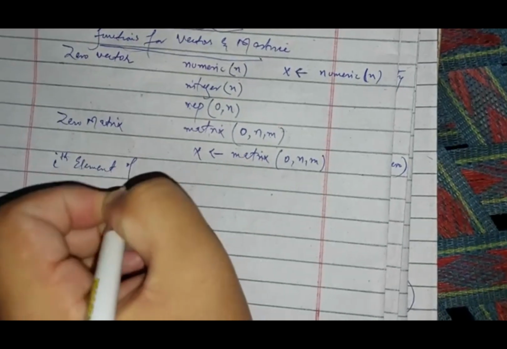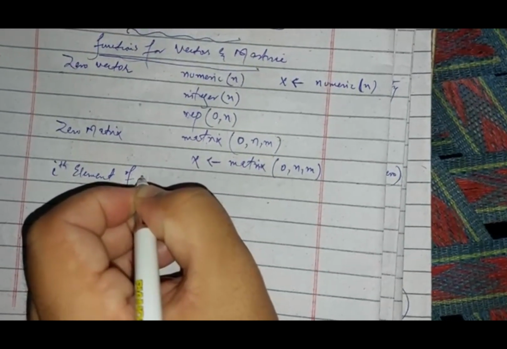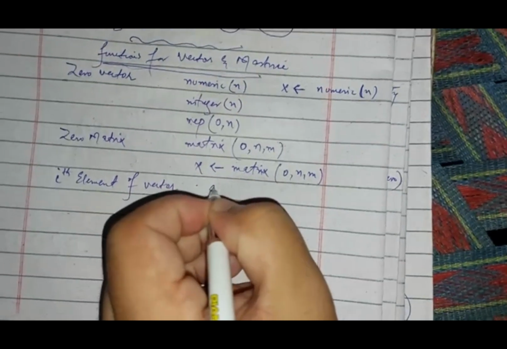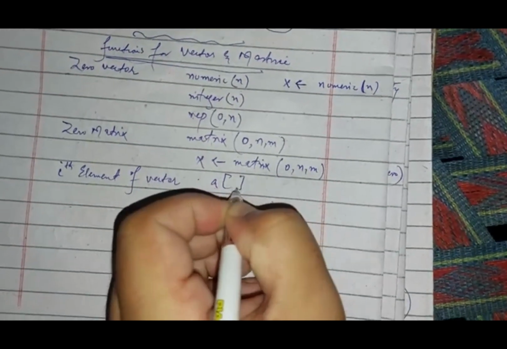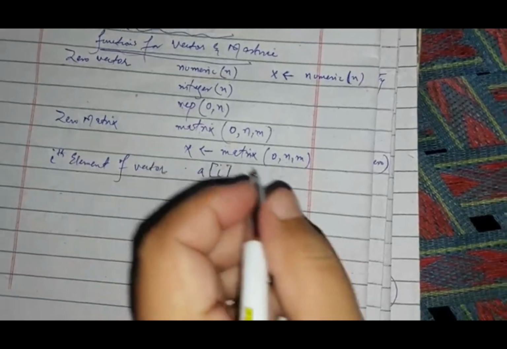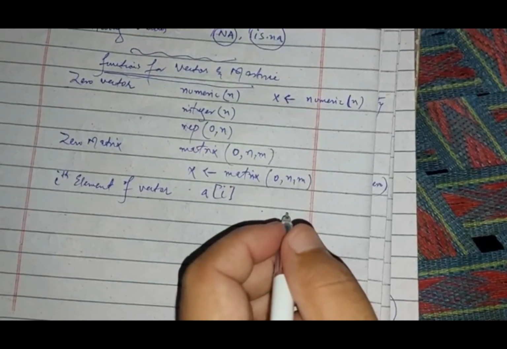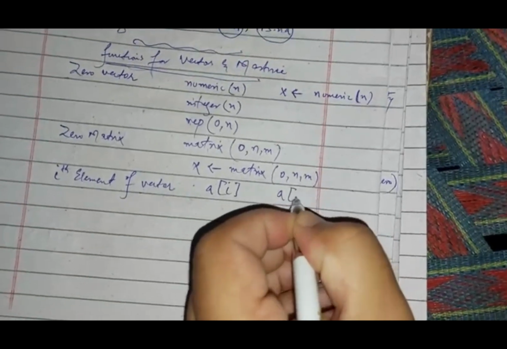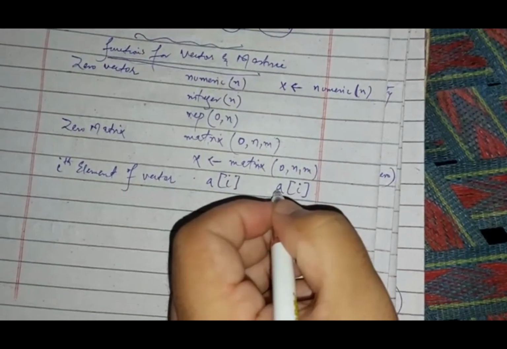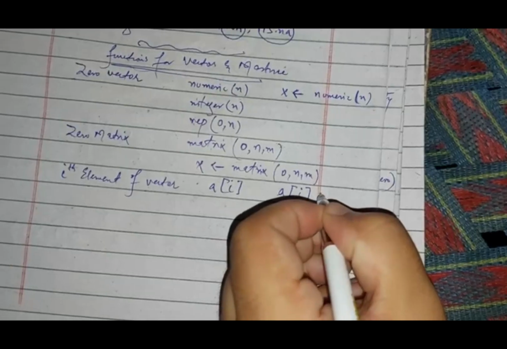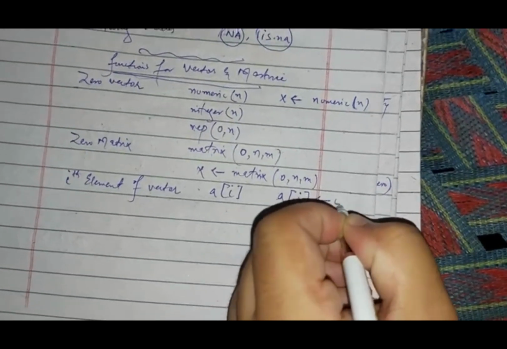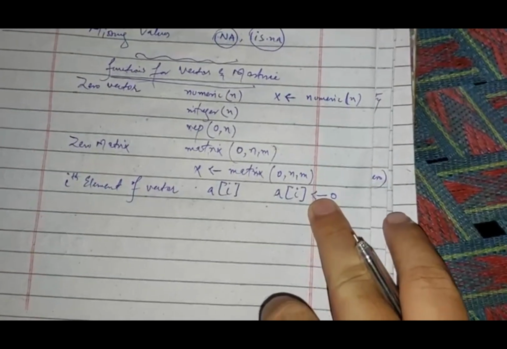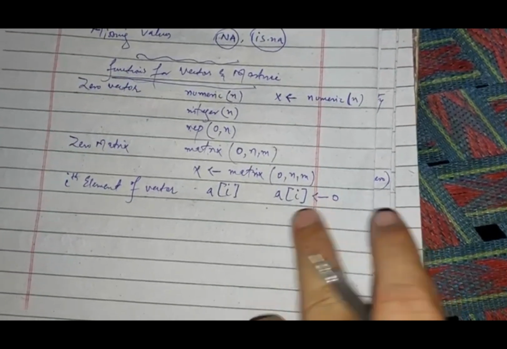Now the ith element of a matrix or vector, we say A and square bracket i. For example, the ith element of matrix A or vector A is assigned the value of 0. So this is an example of it. We can write it like this in R.